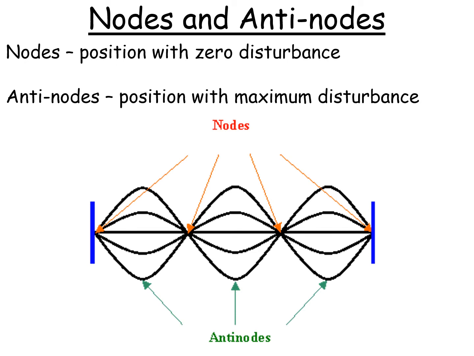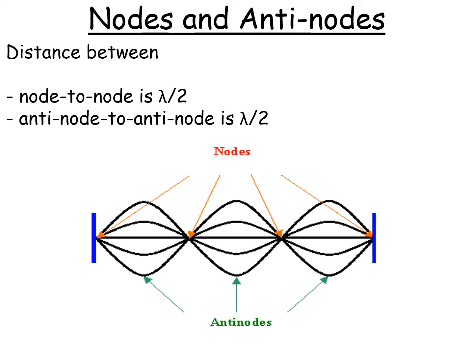Just to remind you before we get into it, a standing wave looks like this, and you have nodes where there's a position with zero disturbance and antinodes where you have maximum disturbance. Remember that the distance between a node to a node or an antinode to an antinode is half a wavelength. By measuring where the nodes are and counting how many there are, we can work out the wavelength of the wave that causes the standing wave.